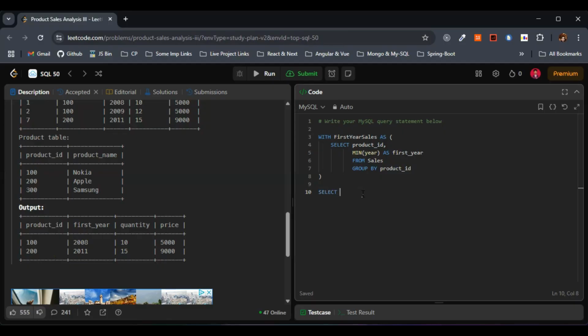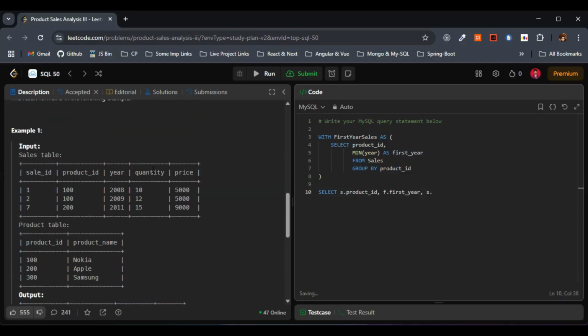Let me quickly give select here. It's f dot product ID. Let me copy this one, paste it over here, and f dot first year, right? So let me copy this one, paste it over here, and quantity, right? So this is coming from sales, so I'll just give s dot quantity. Where is quantity? This one, sales table. So this is fine.